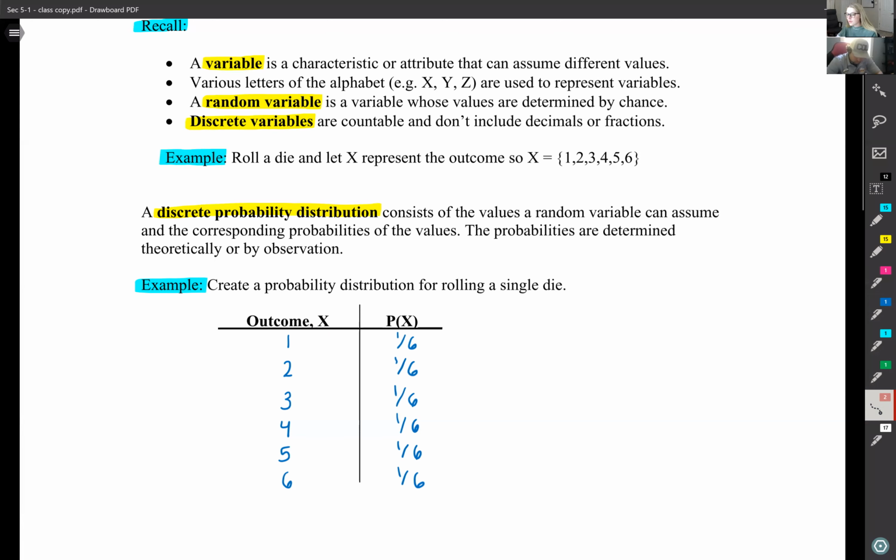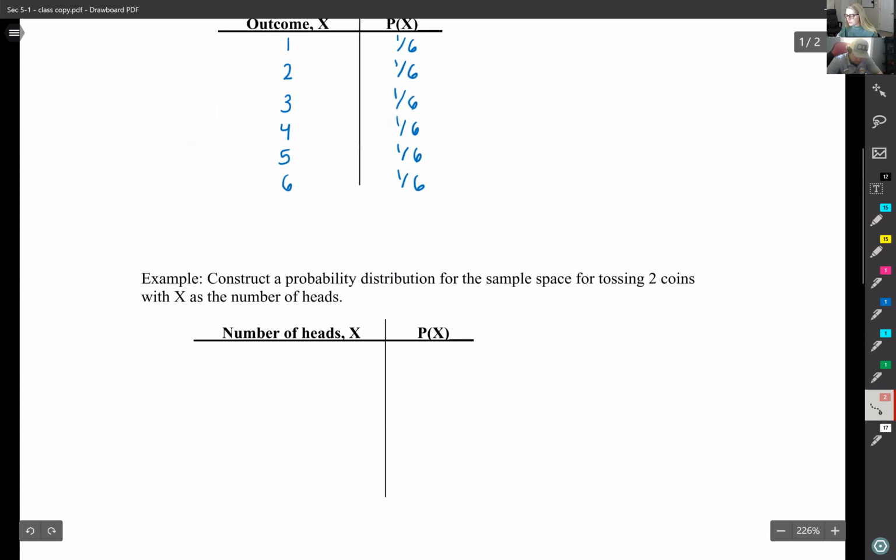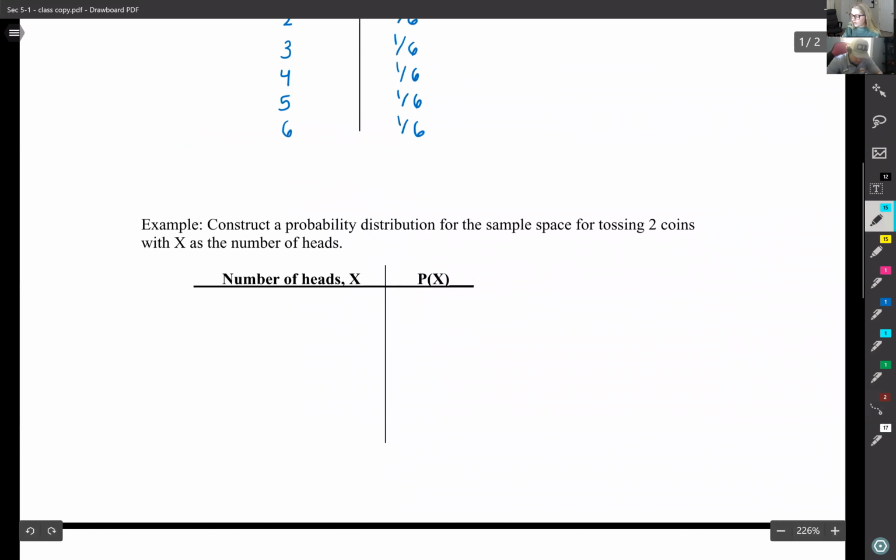Okay, let's do another example. This next one says to construct a probability distribution for the sample space for tossing 2 coins with X as the number of heads. So again, another example that we've done before, but in this case, our X variable, our random variable, is going to be the number of heads that we get when we toss 2 coins.